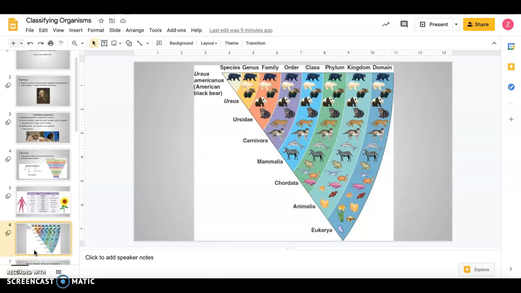Now let's take a look at domain going down to species. As I said, domain encompasses a very wide variety of animals, and that slowly gets smaller and smaller and smaller as less characteristics are shared until we have an individual animal who is its own species.